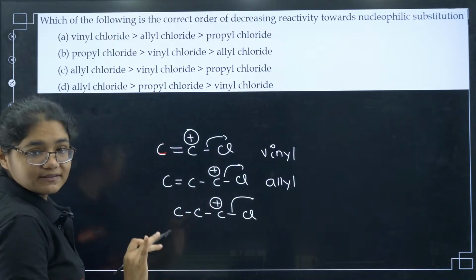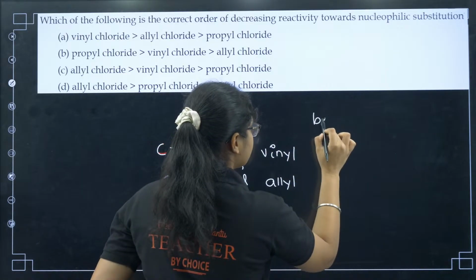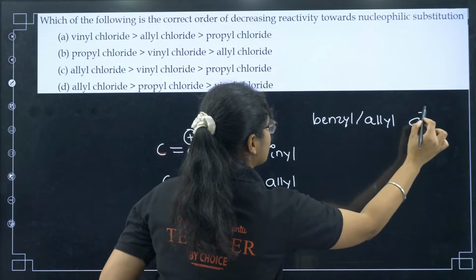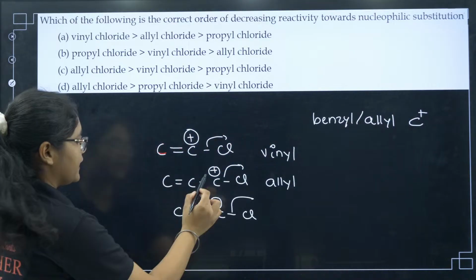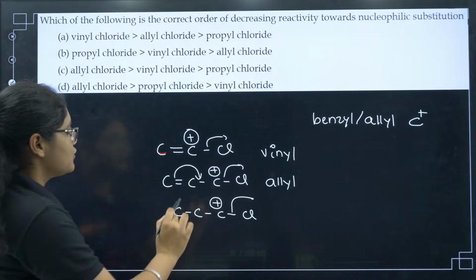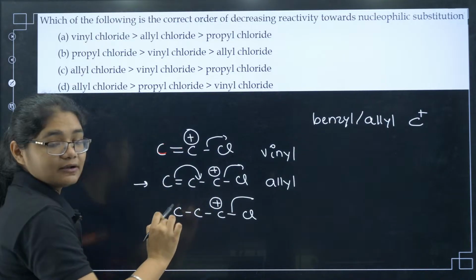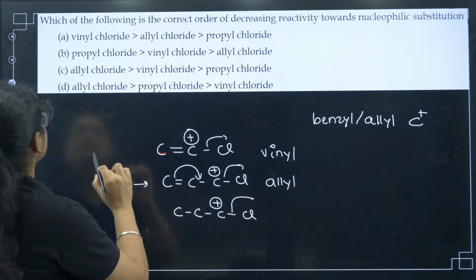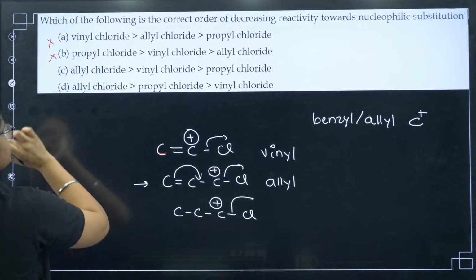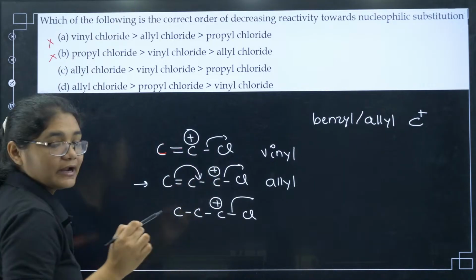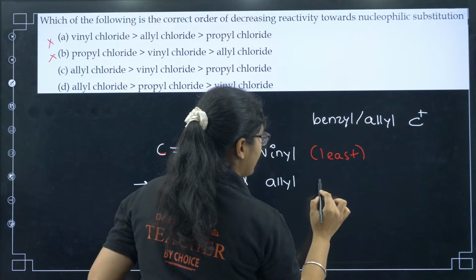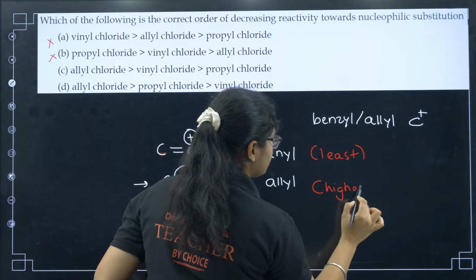Now always remember that benzyl and allyl carbocations are very stable. Here I can see this allyl carbocation is very stable because of resonance, so that will have the highest reactivity. So which option has allyl first? I can eliminate these two options. Next, vinyl, where the carbocation is present, this one will be the least stable, and this one is the most stable.